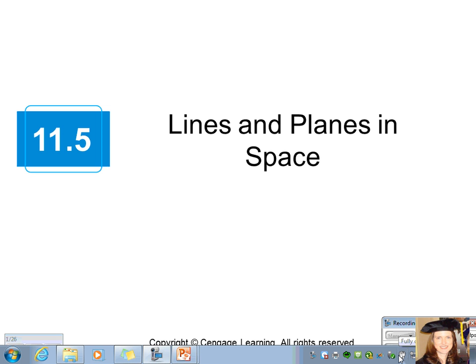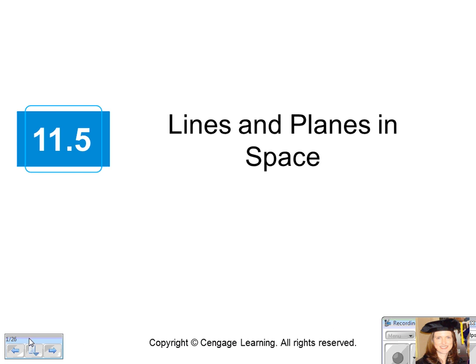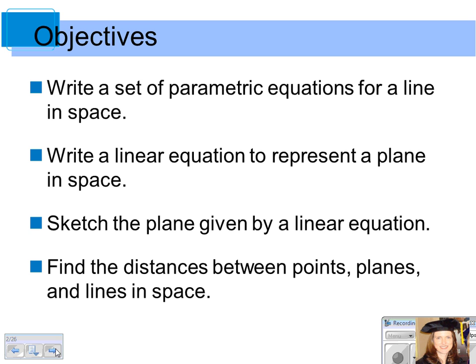Section 11.5 is on lines and planes in space. Our objectives are to write a set of parametric equations for a line in space, write a linear equation to represent a plane in space, sketch the plane given by a linear equation, and find the distances between points, planes, and lines in space.